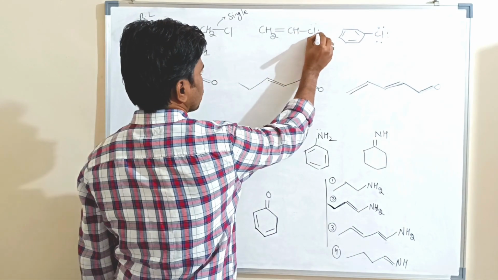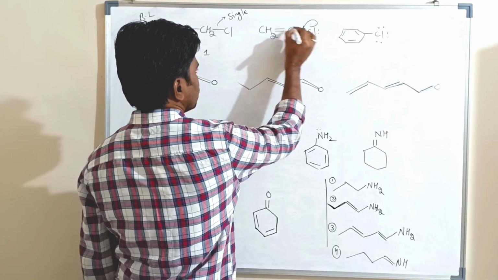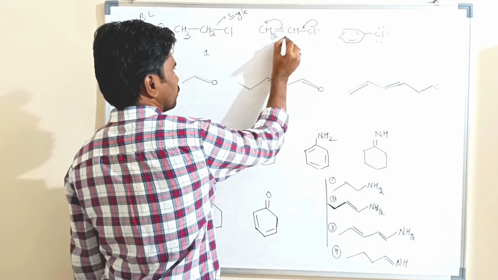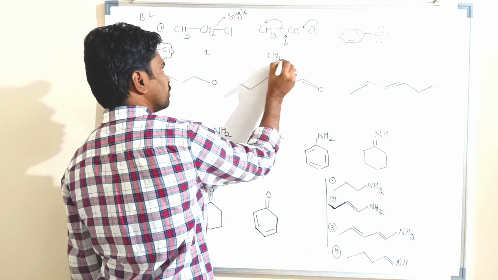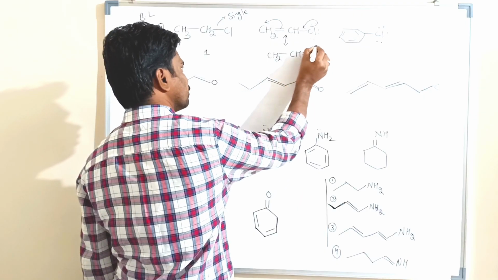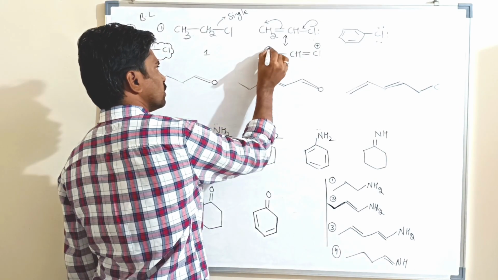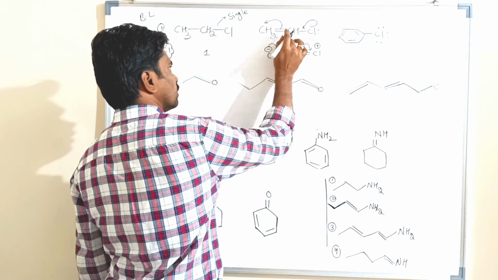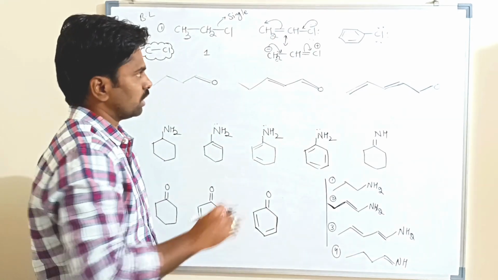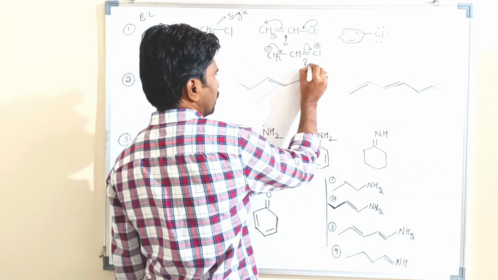But in the second option there is a conjugation, so that single bond becomes a partial double bond. Here a double bond will be formed between the carbon and chlorine. After this, the negative charge rotates and we get the same first structure. So finally we get the resonating structures.